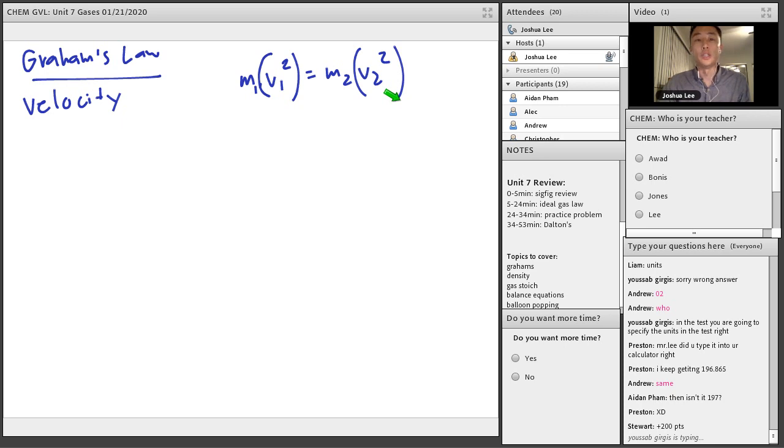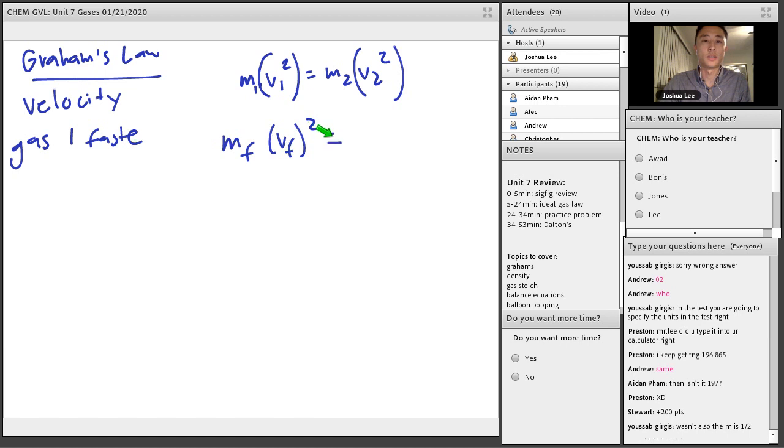A different version, if we were to solve for how many times faster something is, like if we said gas 1 was faster, I could replace that with m fast v fast squared equals m slow v slow squared. Yeah, you could put the halves there, but if you think about it, the halves really cancel out, so you don't need the halves there. But you could leave them anyway, but eventually they would cancel out.